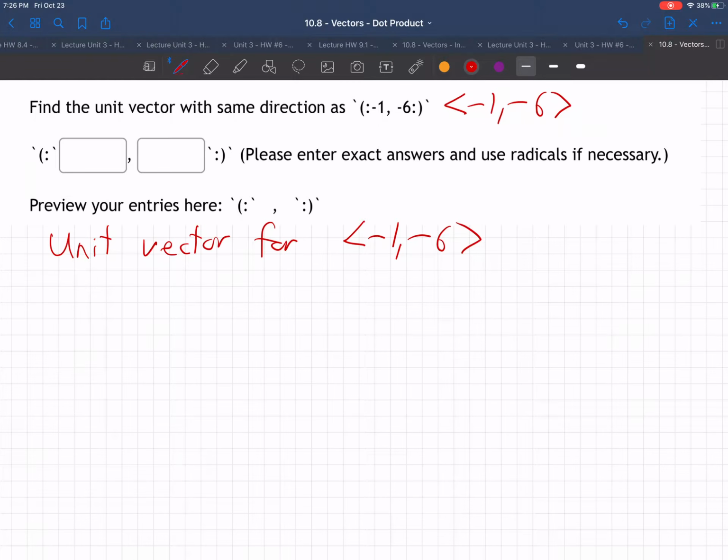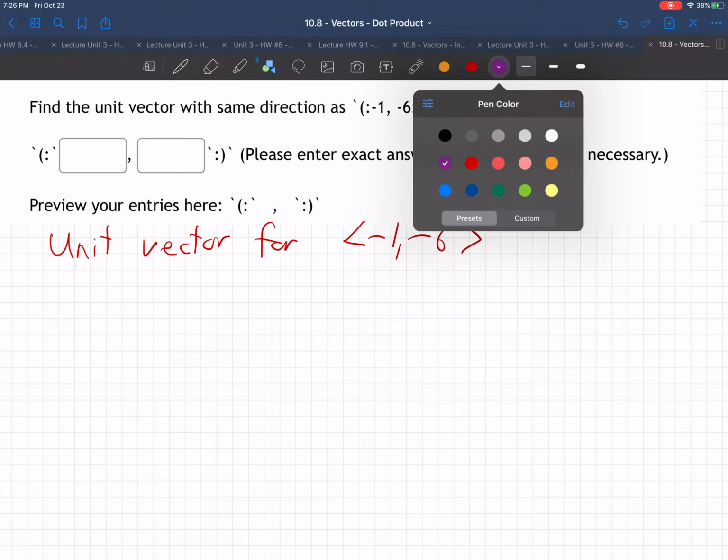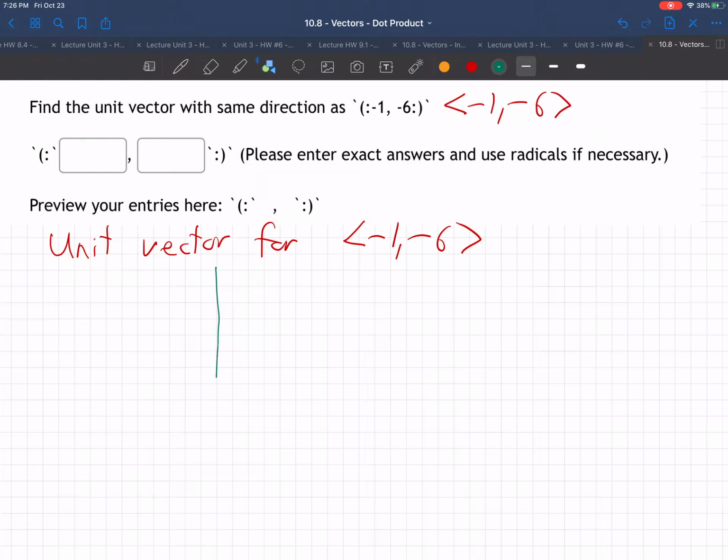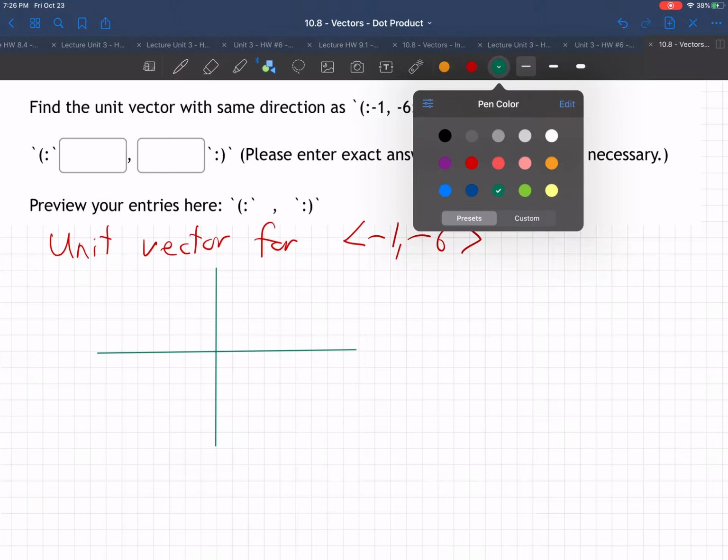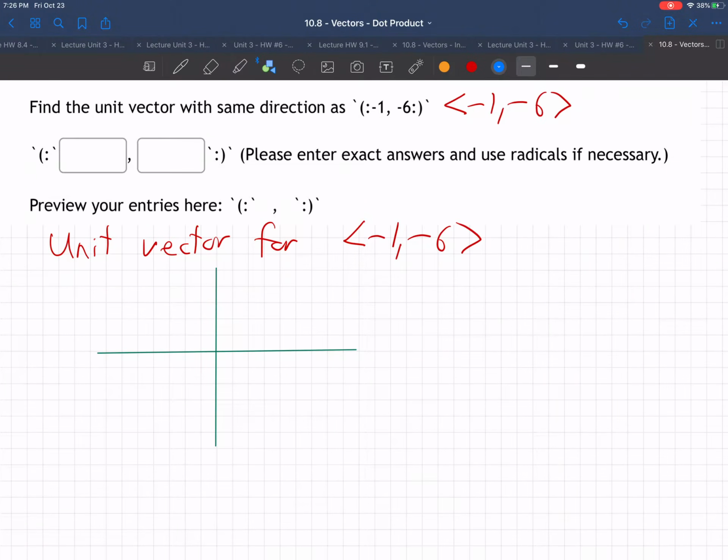You don't have to draw it on a graph, but I just want to be clear since I'm explaining the material here. So this vector we're talking about here goes back 1 and down 6, to right there. There it is. So that's the vector. So it goes back 1 and down 6.